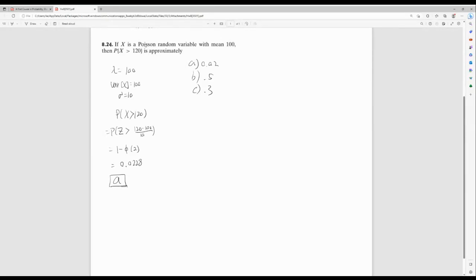Since it's a Poisson random variable, we know that the mean, the expected value, is equal to lambda, and the variance is also equal to lambda. That means lambda equals 100, the variance equals 100. That gave us sigma equal to 10. So we got our mean and sigma. So we just plug in to calculate it.